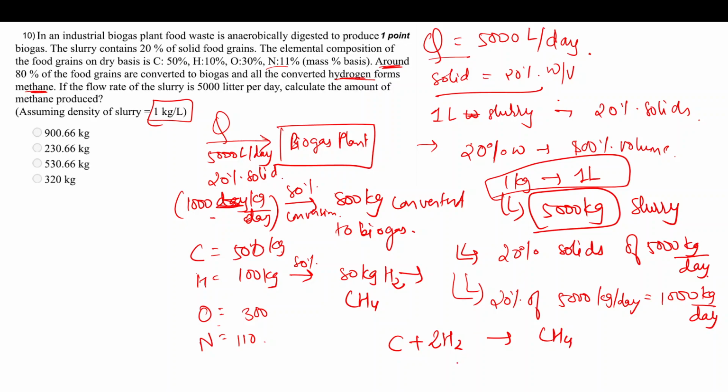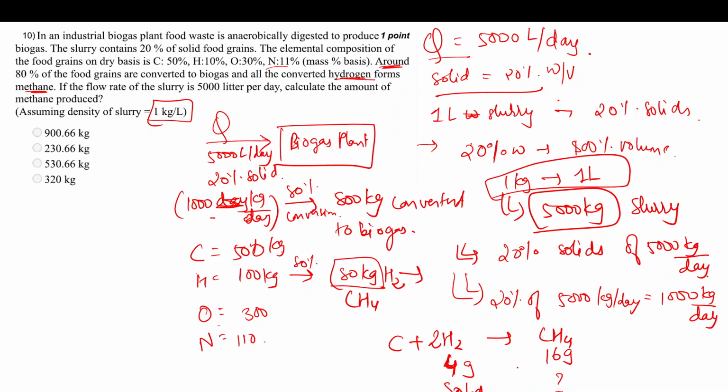So all the hydrogen is converted. If you write down the molecular masses, then 4 grams of hydrogen consumption will yield 16 grams of methane. Here everything is in kg, so we will keep it in that. Now 80 kg of hydrogen is converted, right? So 80 kg of hydrogen will yield how much methane? I hope you are getting this conversion and the reaction.